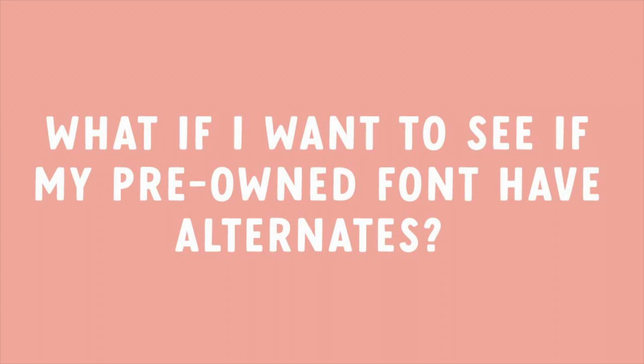If you want to find out if your pre-owned fonts have alternates or not, just simply open the font book, search and locate the font, then click the icon with 4 squares again. If your font has alternates, then all of them will show up in here. It's pretty simple and super easy to do.